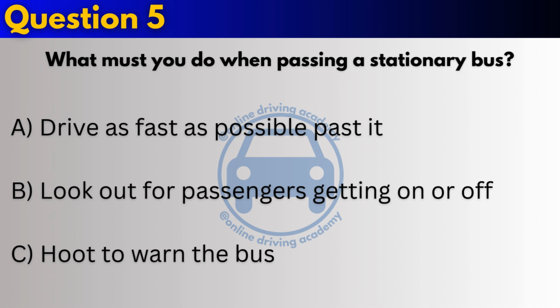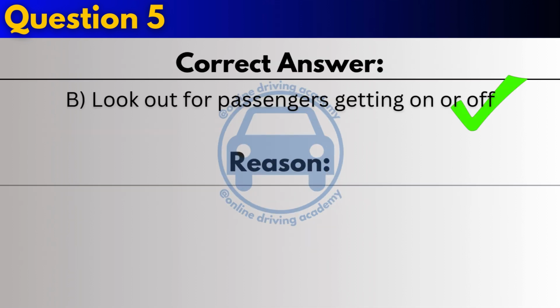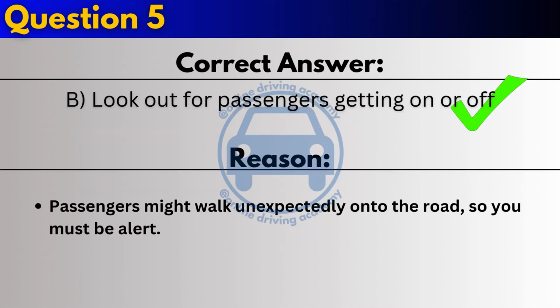With option A, it says drive as fast as possible past it. Now that is incorrect because you can actually knock a passenger. With option C, it says hoot to warn the bus. And that's obviously incorrect as well. So option B is the only correct answer. Look out for passengers that are getting on or off, because passengers might unexpectedly just walk out onto the road. So you need to be alert.